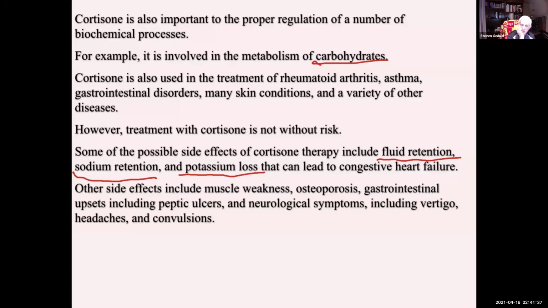Other side effects could be muscle weakness, osteoporosis, gastrointestinal upsets like peptic ulcers, neurological symptoms like vertigo, headaches, convulsions. Okay. So it's not without its side effects or risk of side effects.